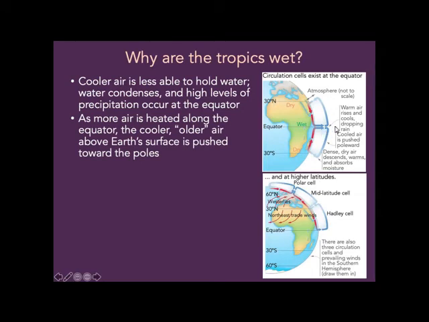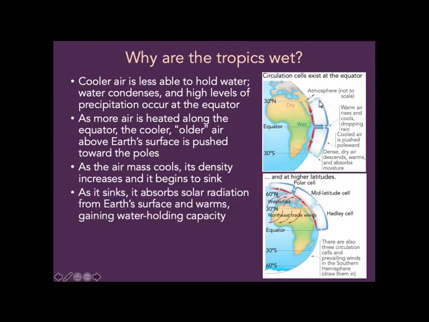And the more the air is heated at the equator, it pushes the older, cooler air out of the way, and the cooler air gets pushed north and south towards the poles. And so then the air ends up over here. And as the air mass cools, its density will begin to increase, and so it gets lower and lower, right? So the hotter air rises and the colder air sinks. So the air starts to sink down over here, 30 degrees north and 30 degrees south. And as it sinks, it starts to absorb solar radiation from the Earth's surface and warms up. And as it warms up, it has more capacity to hold water.